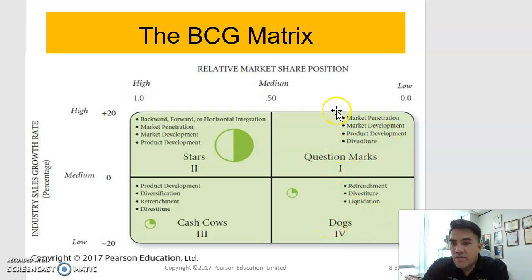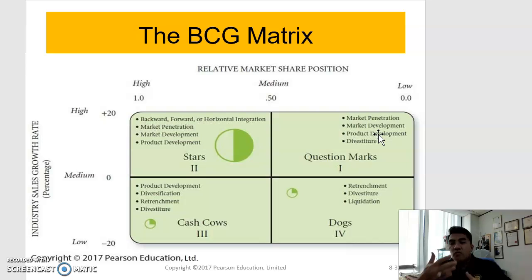And most importantly, you need to understand the question mark. These are some of the strategies that are suggested, because this product is kind of new. So of course, the most important one is market penetration. And then perhaps you want to go for market development in order to expand your market share. And then product development, you need to keep on improving the existing nature of the product.